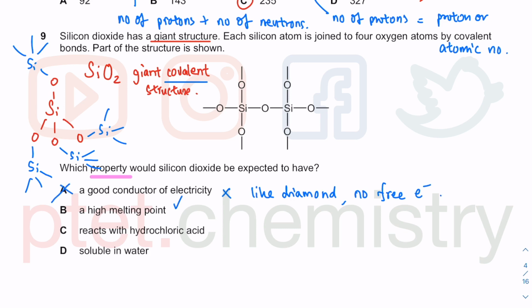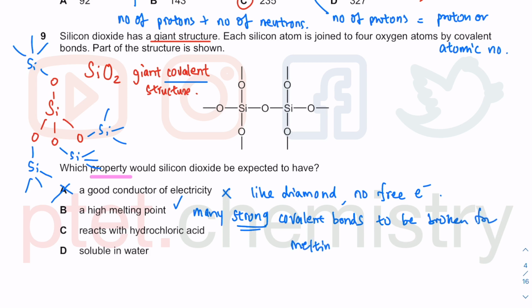A high melting point, yes, because you have many strong covalent bonds to be broken for melting. Strong is one adjective word. You need a lot of energy, so you need a very, very high temperature, therefore a high melting point.